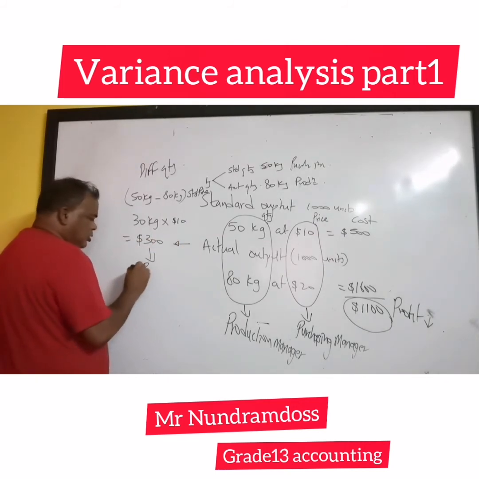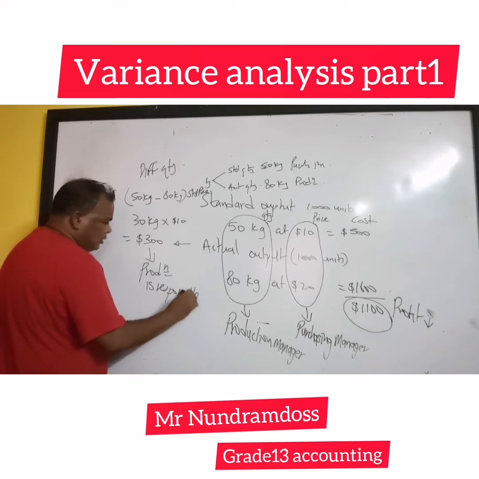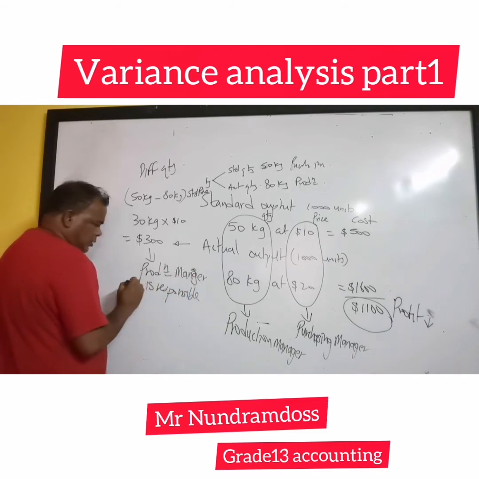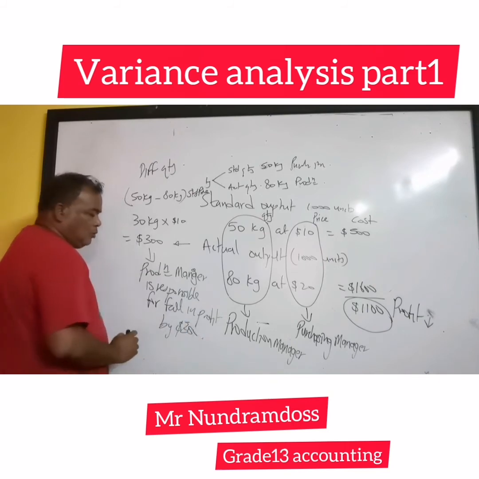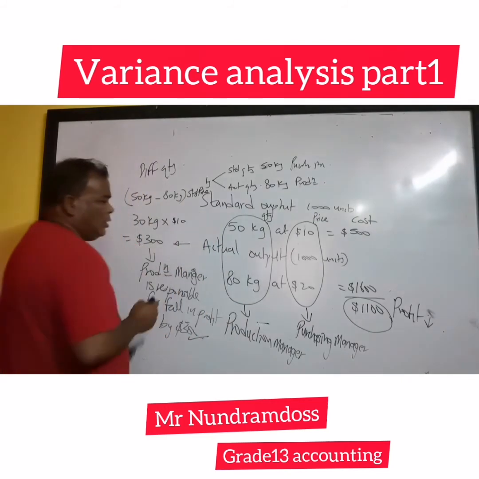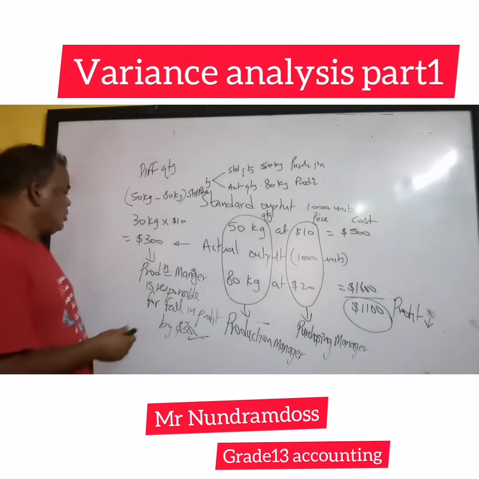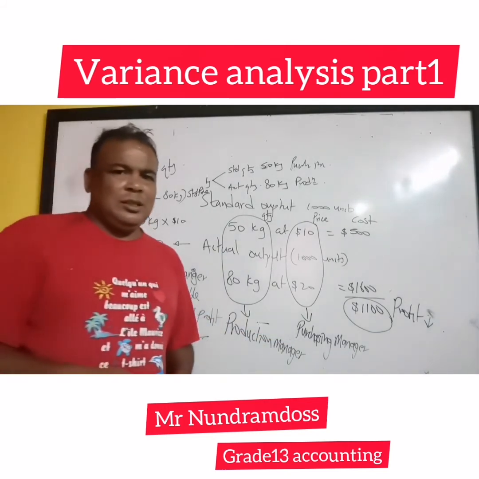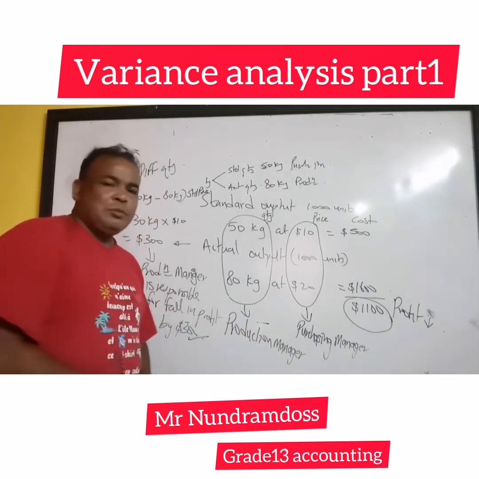So this is the production manager. The production manager is responsible for the fall in profit by $300. So $300 plus $800 will give us $1,100. So here we have assigned the responsibility to the production manager and the purchasing manager. In standard costing, we can assign responsibility to the purchasing manager and to the production manager.